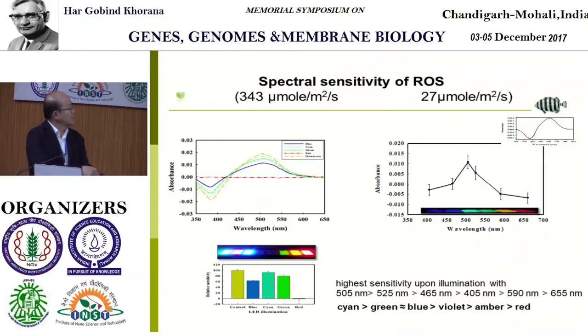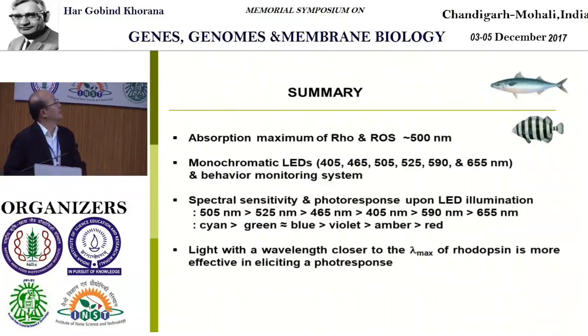So overall, the results on photosensitivity and photoresponse indicate that the 505 nanometer LED is more effective than LEDs with different wavelengths. And this is the same result we can see in the photoresponse and the photosensitivity of the ROS preparation. So this is a summary of the result.